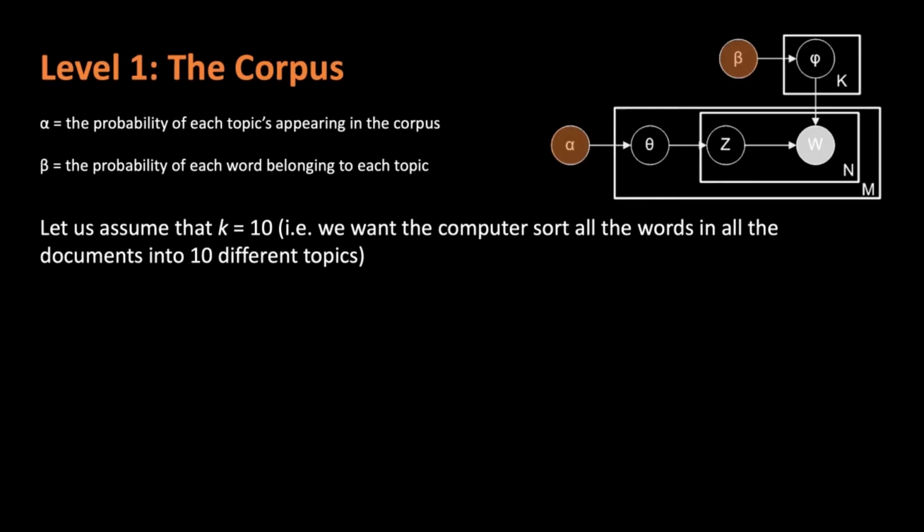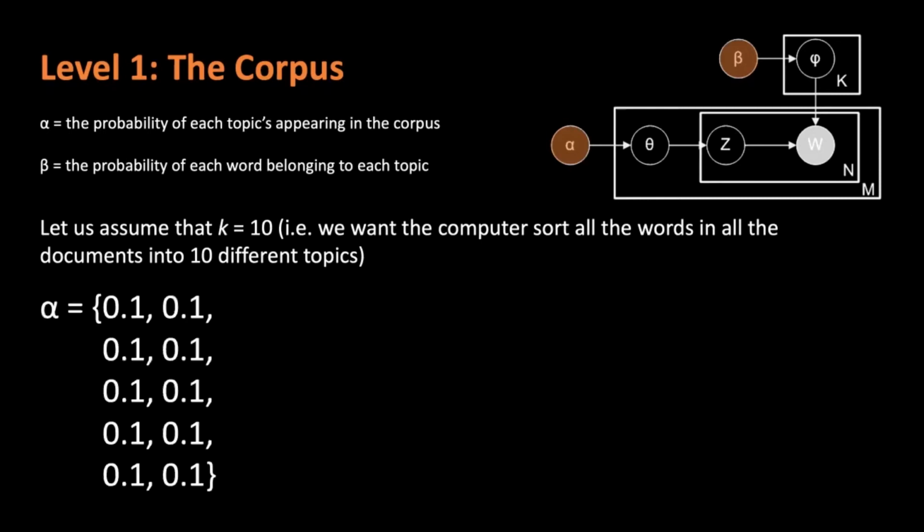What would alpha be? Okay, alpha would simply be a set of 10 numbers which all add up to 1. And at the beginning of training, it would just be set equally. So each topic would have an equal 10% chance of appearing. So at the beginning, before the model's learnt anything, it would just be 10 0.1s. And I hope you can see why that makes sense.